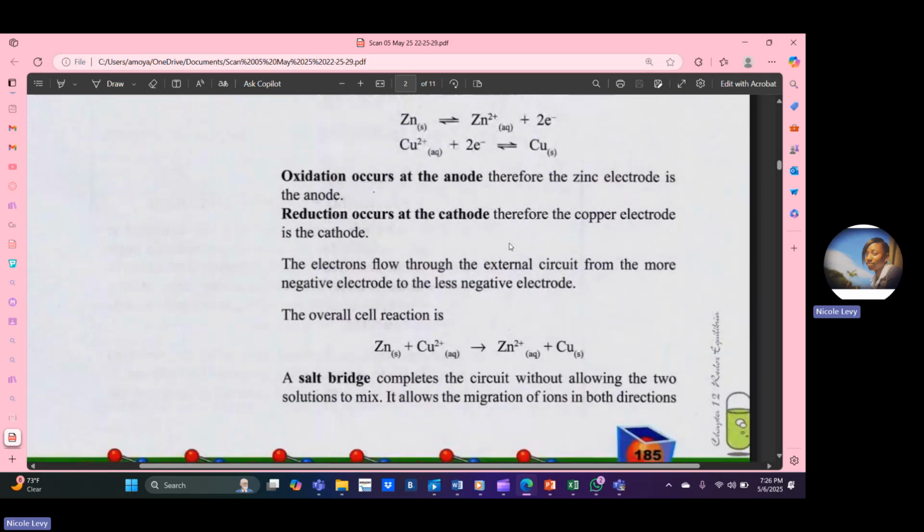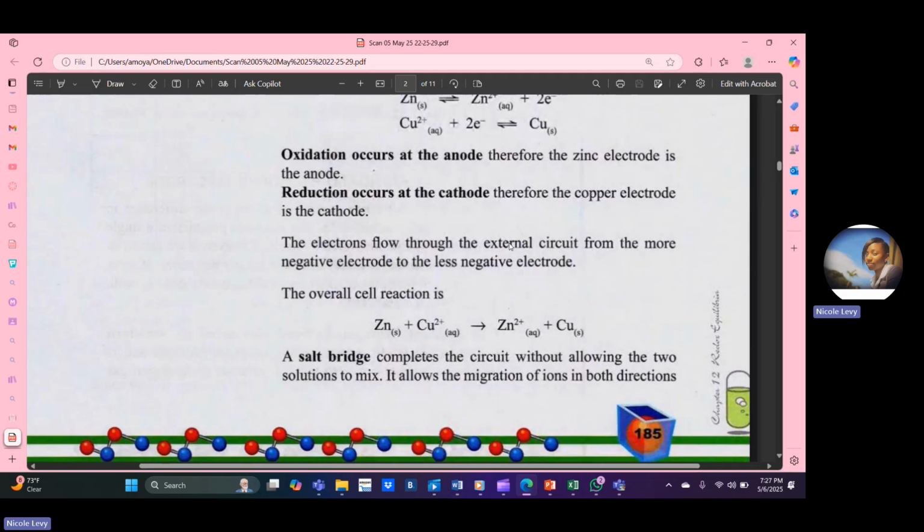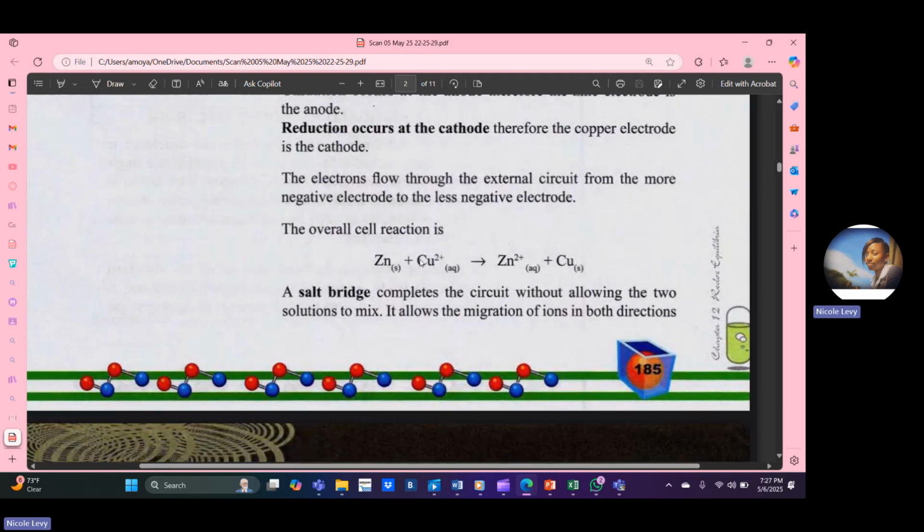So the electrons flow through the external circuit from the more negative electrode to the less negative electrode, so from zinc to copper. The overall cell reaction is: you have the zinc metal here, and the first product you must have is the zinc ion. And then for the copper, you're going to have the copper 2 plus ions here because these are the reactants, right? The copper 2 plus is the one that's going to accept electrons to reform solid copper.